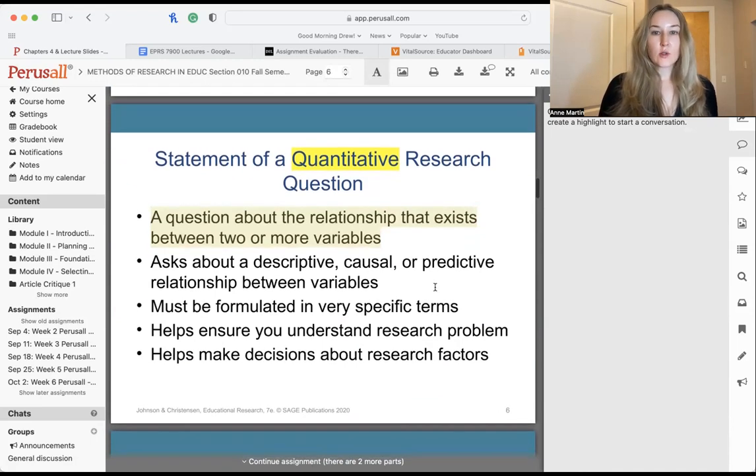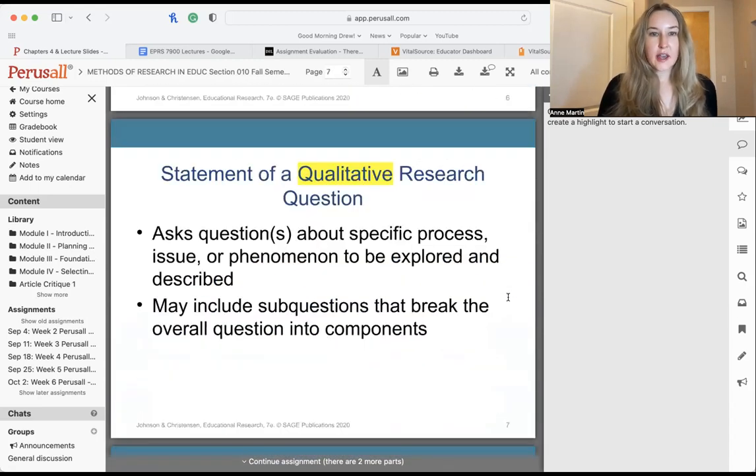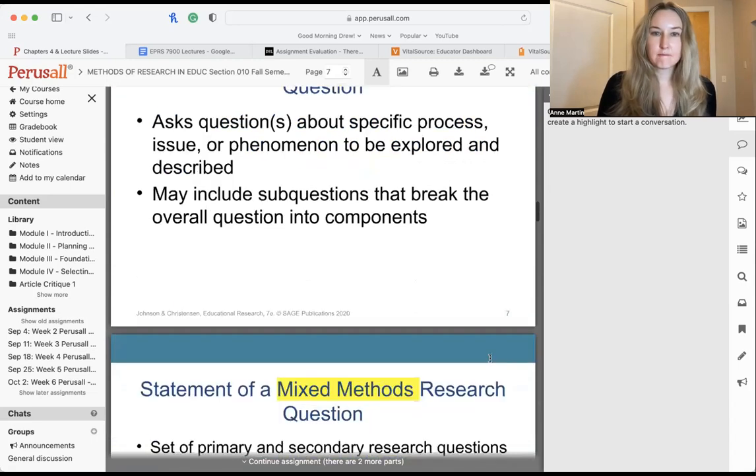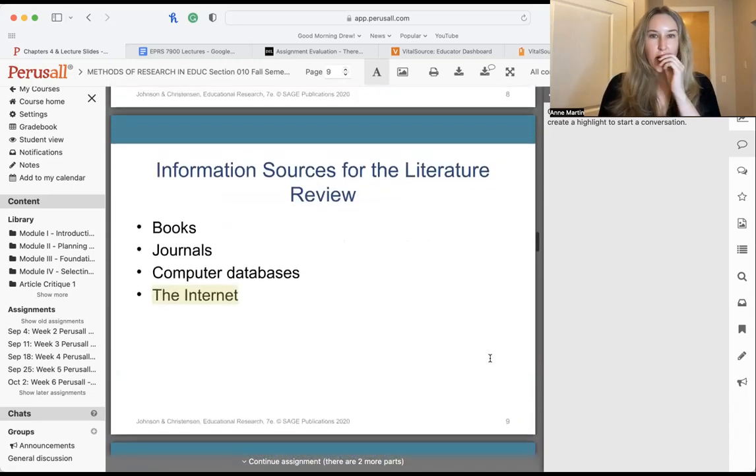So again, for quantitative, we're asking about the relationship between two variables. And then it goes with, this relates to last week's, or the lecture in this part too, talking about the research purpose. And then qualitative, that's about the issue, like how do these participants experience this phenomenon. And then mixed methods, some details here about that.